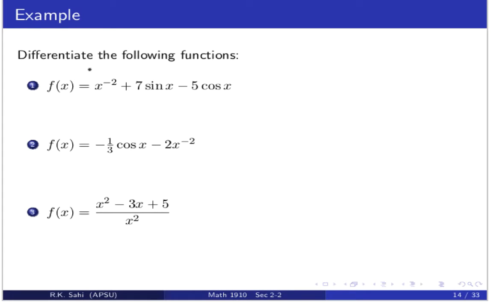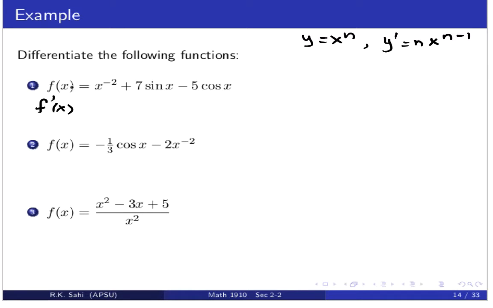Now let's look at the differential of this function, x to the power negative 2 plus 7 sine x minus 5 cosine x. Hopefully you have become more comfortable and you remember the rules. Once again, I'll write down the power rule here. Remember, y equals x to the power n, so the differential of y is n times x to the power n minus 1. That's the basic rule we will be using. And the differential of sine is cosine and the differential of cosine is negative sine.